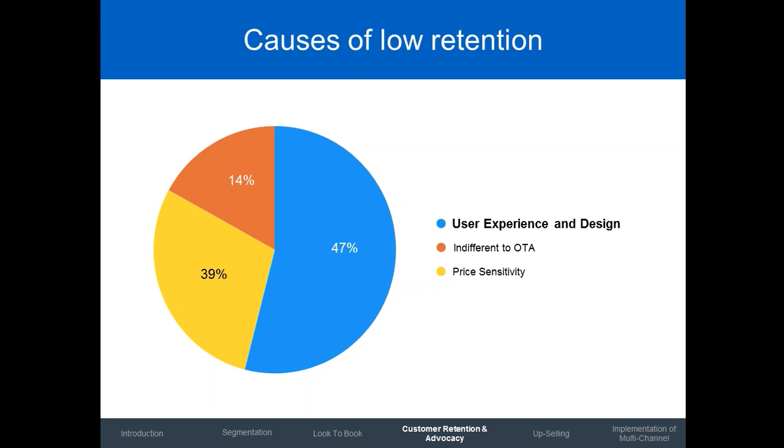Indifferent to an OTA. A lot of guests today believe that OTAs provide just the rates, and if I buy it from site A or site B, how does it make a difference? Because they do not control the service, for example in an airline or in a hotel. And then of course price sensitivity is another very key reason for low retention.